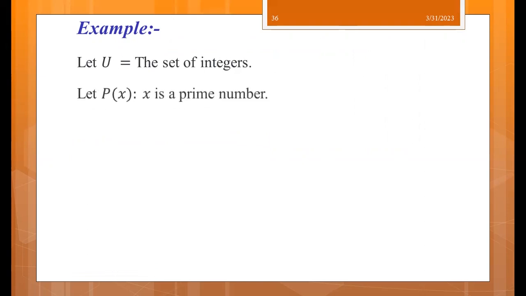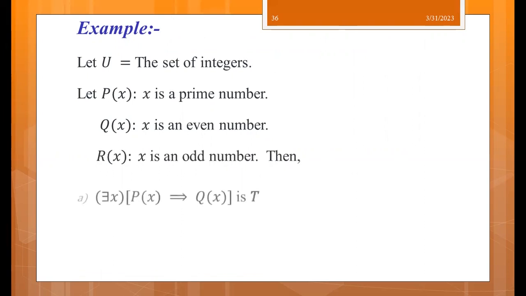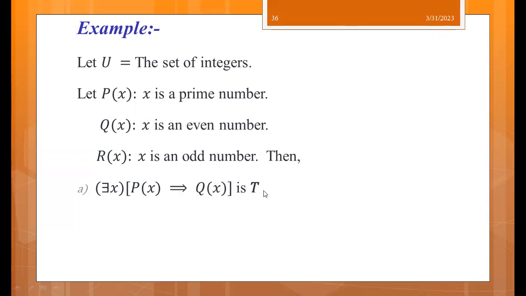Let us see an example of a compound statement involving quantifiers. Let the universal set be the set of integers. Let the first open proposition be P of x: x is a prime number, the second Q of x: x is an even number, and lastly R of x: x is an odd number. Then, is the statement "for some x, or for at least one x, P of x implies Q of x" true?